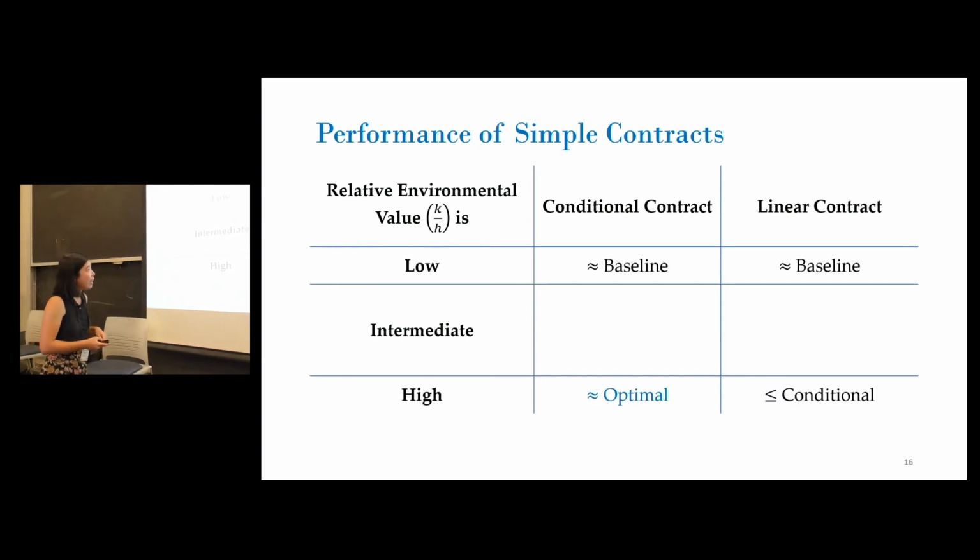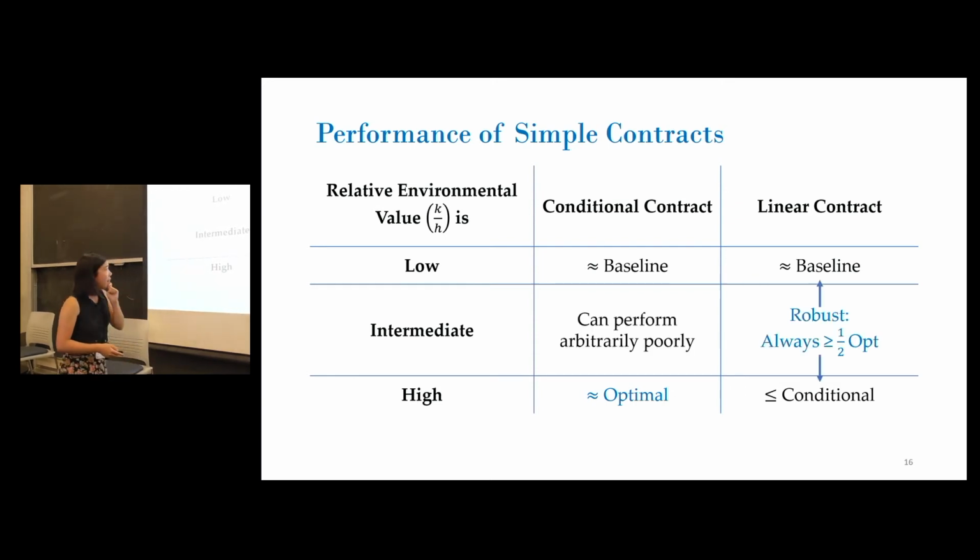If it's high, then the conditional contract is actually going to be close to optimal. And in general, the linear contract, I didn't show you this today, but you can show, is not going to perform as well as the conditional contract. And then what's interesting is the intermediate regime, where the conditional contract can perform arbitrarily poorly, whereas the linear contract always gives at least half of the optimal payoff. And in fact, it's this distribution-free linear contract that gives you at least half the optimal payoff.